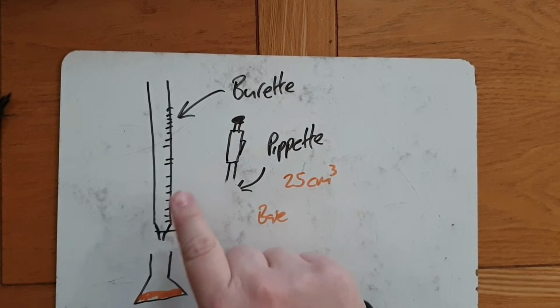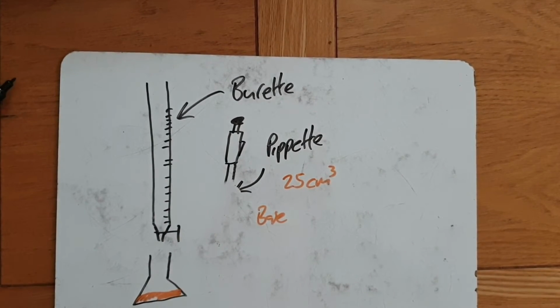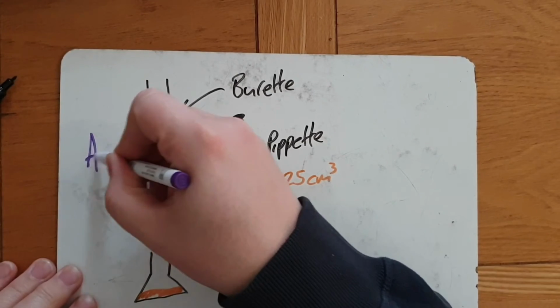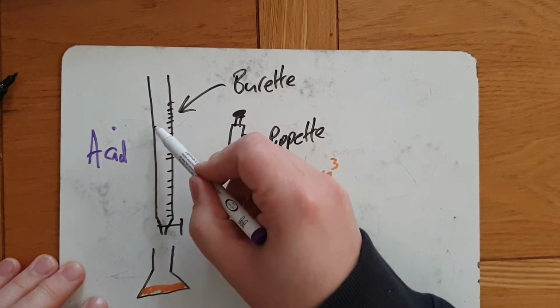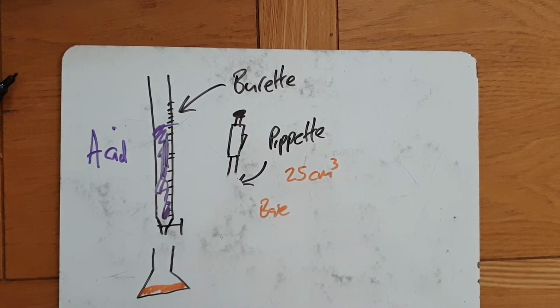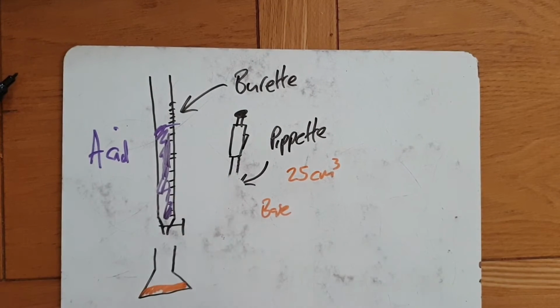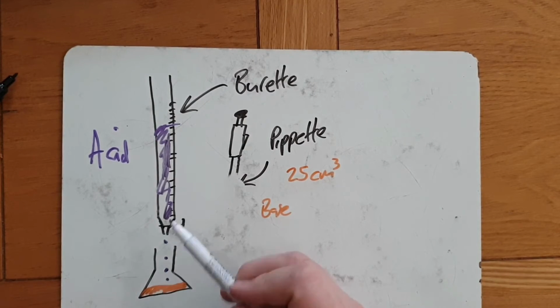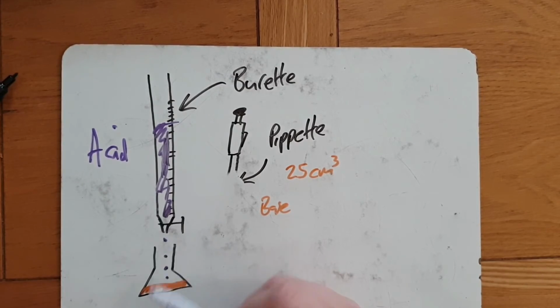Right, then inside the Buret, we put our acid. Okay, so we've put our acid in there. Then this tap, you can open really slowly, and so one drop at a time, the acid drips through.